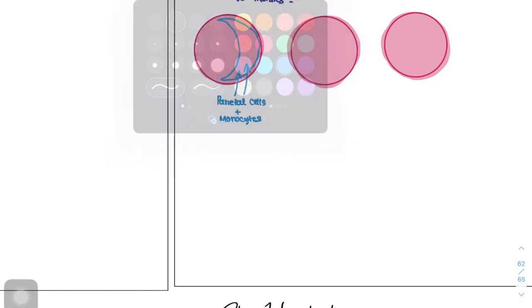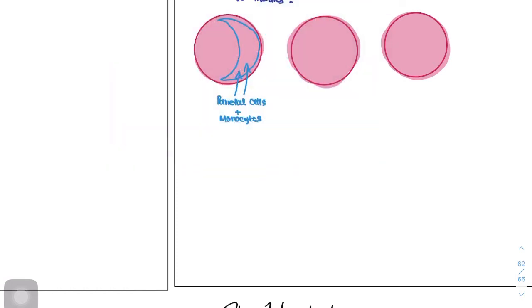So to this, the next stage will be fibers will deposit, but I'm still drawing the first stage. So to this structure, we get fibers coming and depositing, and I'm going to use a different color for that. I'll use green. Which molecule, which type of fiber comes? Fibrin.